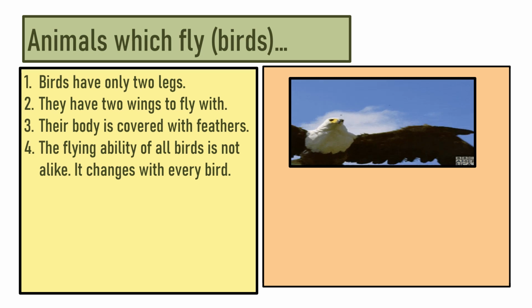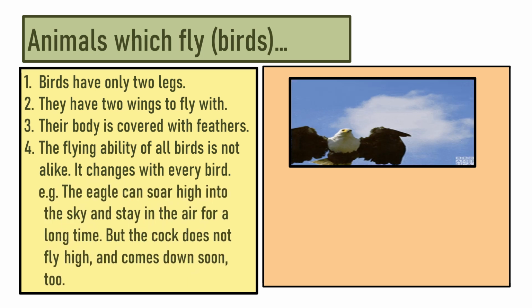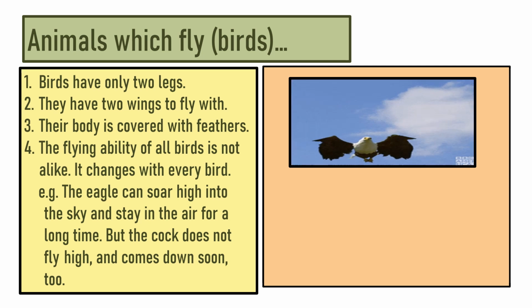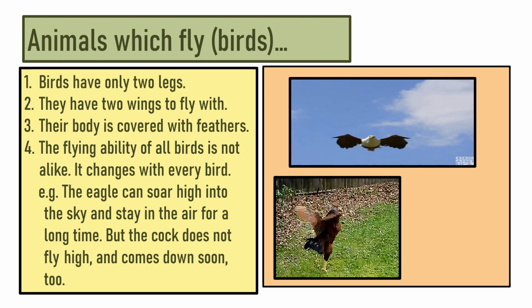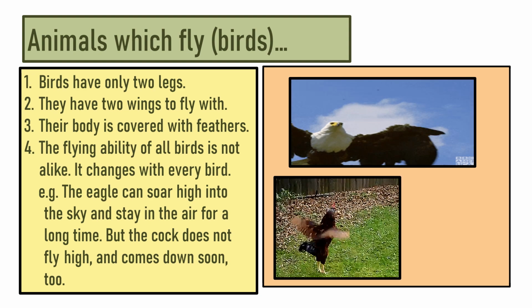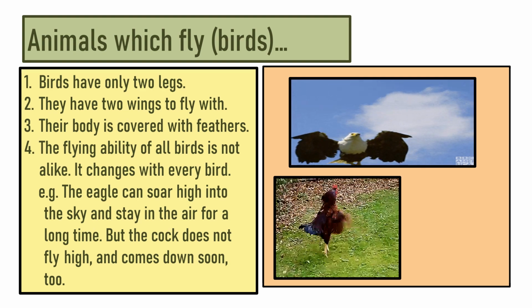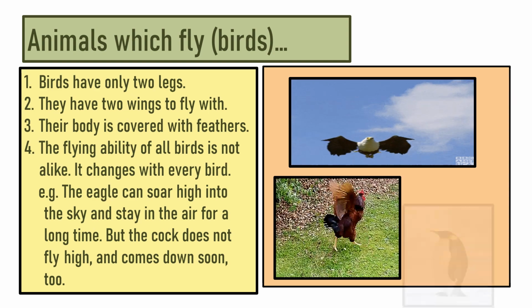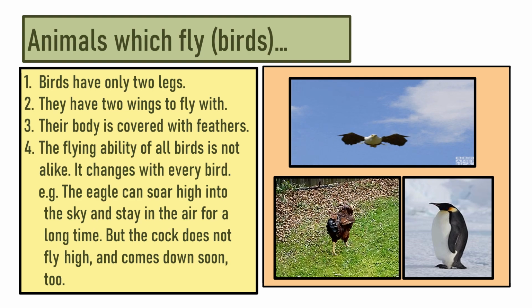Can you see the eagle in this picture? The eagle can soar high into the sky and stay in the air for a long time, but the cock does not fly high and comes down soon too. Children, there are some birds which do not fly at all. We call them flightless birds. A penguin is an example of flightless birds.